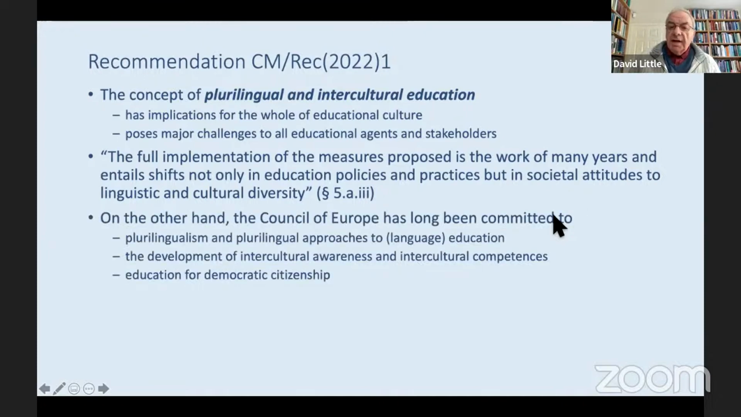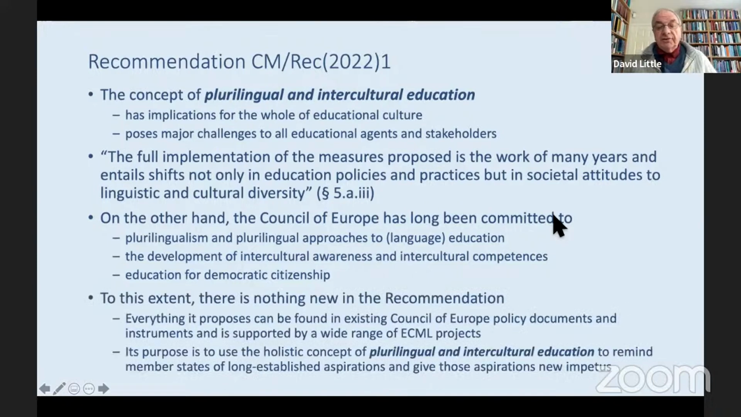On the other hand, the Council of Europe has long been committed to plurilingualism and plurilingual approaches to education generally, and language education in particular. The Council of Europe has also long been committed to the development of intercultural awareness and intercultural competences, and to education for democratic citizenship. To this extent, there's nothing new in the recommendation. Everything it proposes can be found in existing Council of Europe policy documents and instruments.